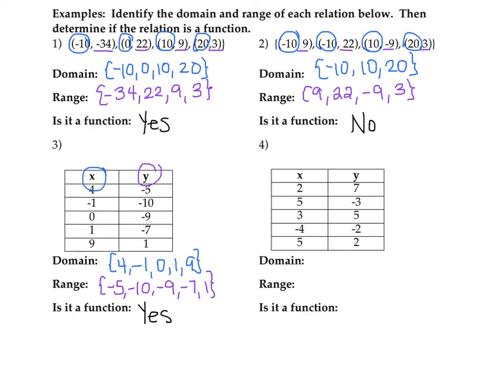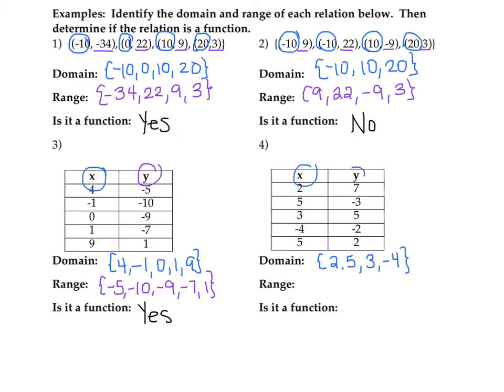Let's look at number 4. Again, let's identify our domain. Remember, your domain is your x value. So your domain is, use your brackets, 2, 5, 3, -4, and then we have a 5 again. We already wrote down 5, so only need to write it down one time, and then end with your bracket.